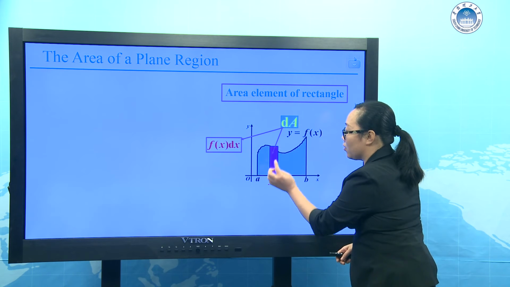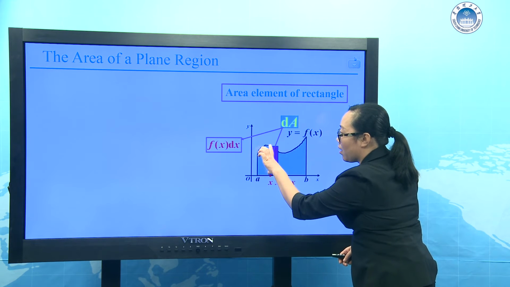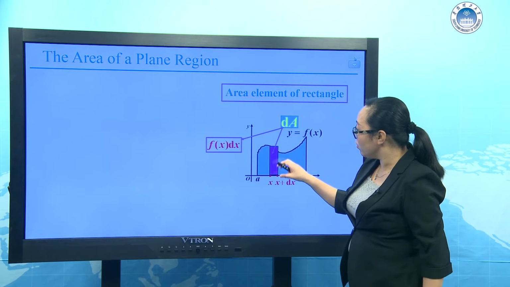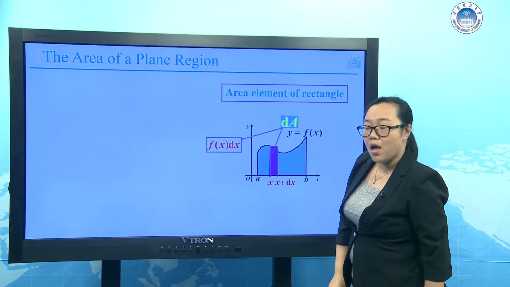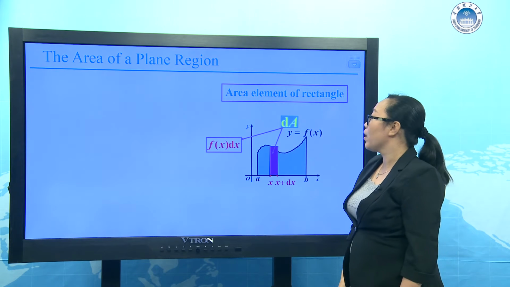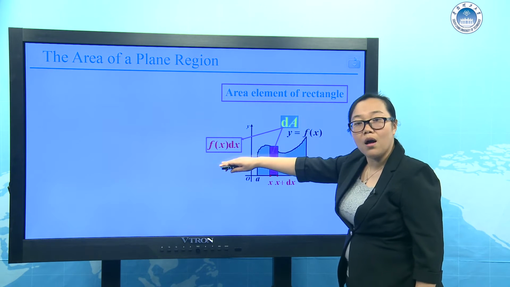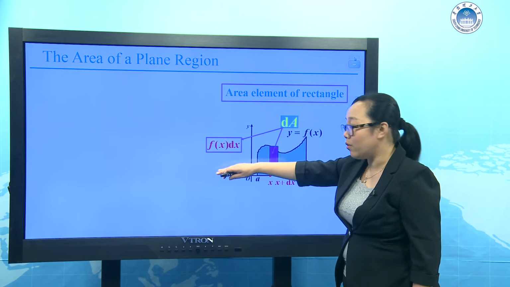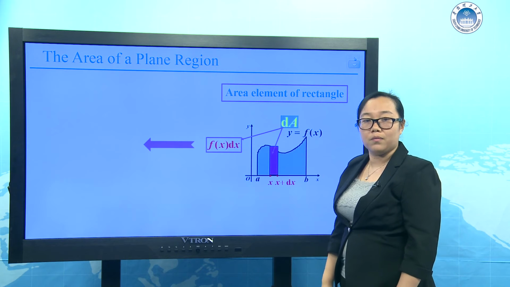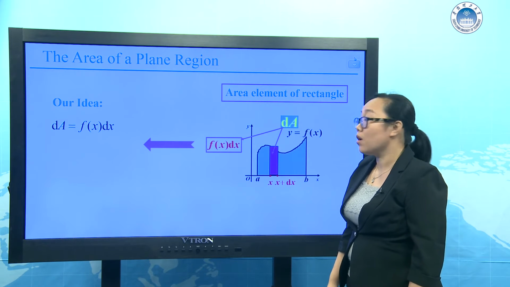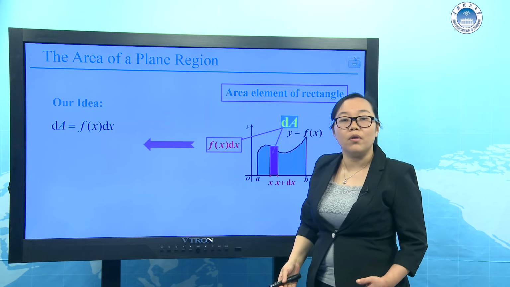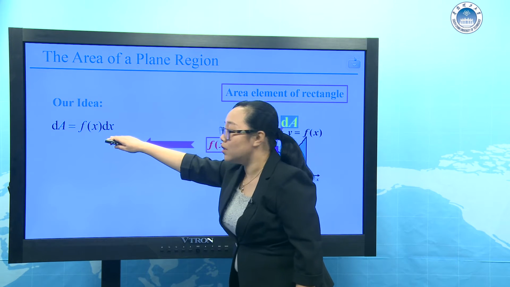How about the height? At the point x, the corresponding height is f(x). For example, if x equals 2, the height equals f(2). If x equals 5, the height equals f(5), which is a value. So the area element of the rectangle equals the bottom times the height, f(x) dx. It is called the corresponding area element, meaning dA equals f(x) dx.